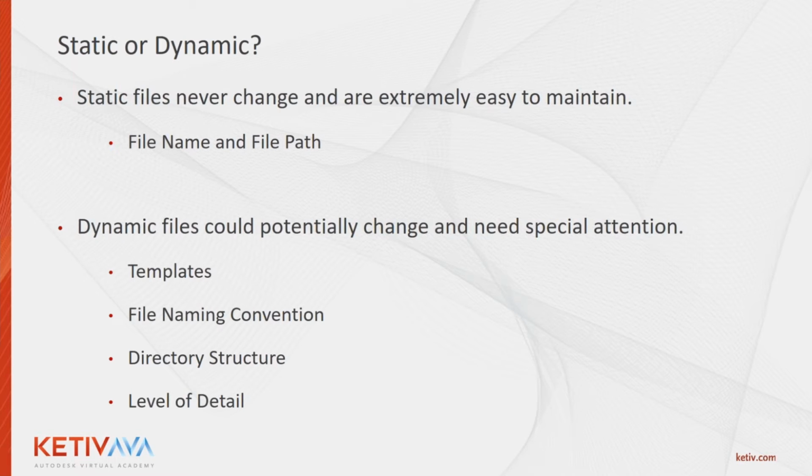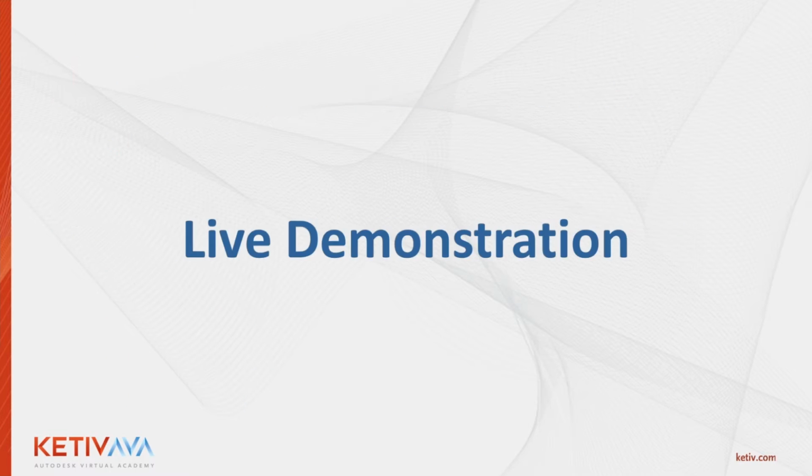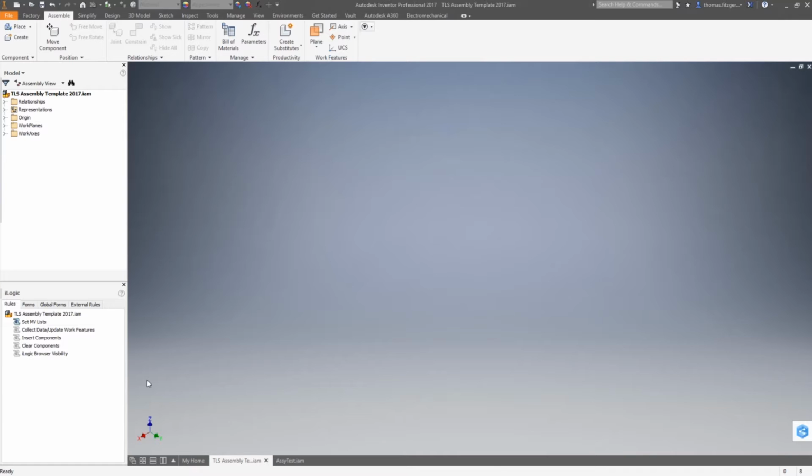Okay, so this covers the broad stroke of what we should be paying attention to in terms of files. Okay, so let's go into our live demonstration here. I'm going to pull up Inventor, and we're going to talk about a couple of things. So with the static files, let's start off with static files. Like I said before, there's not a whole lot that we need to be concerned about.